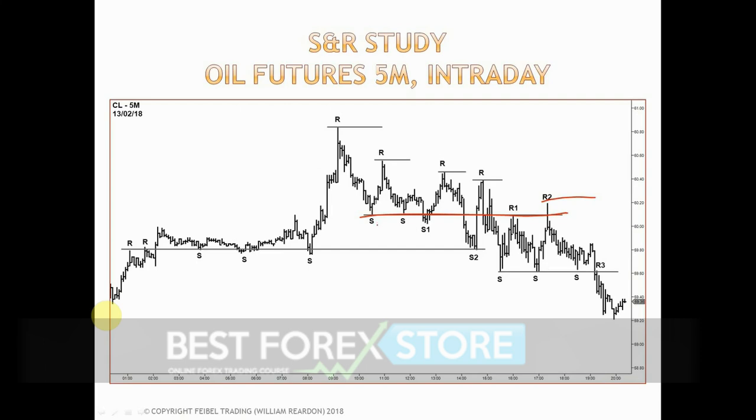This is validated. This has been tested. It was support. We trade through it. We come back. It's resistance. And for all intents and purposes, this is a hold because we drive up, and then come back down and close. This resistance level has done its job.